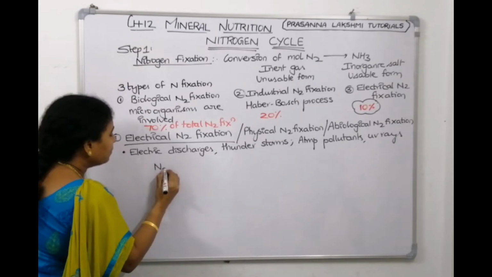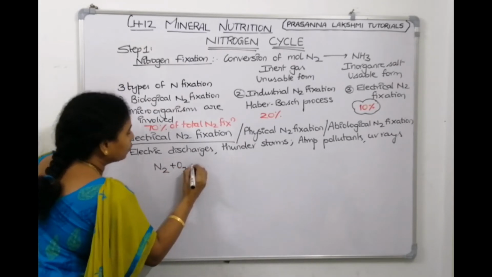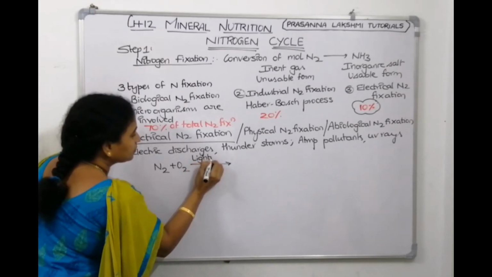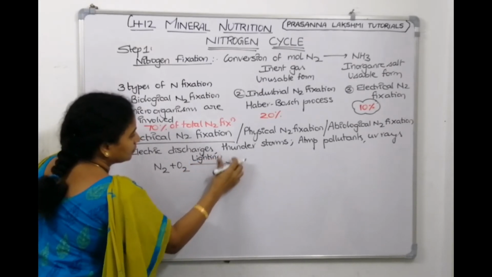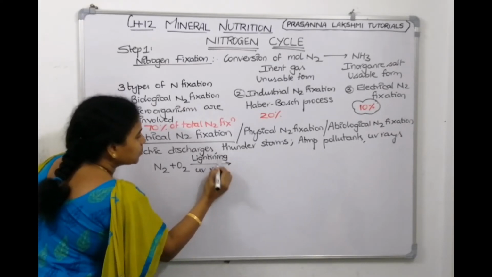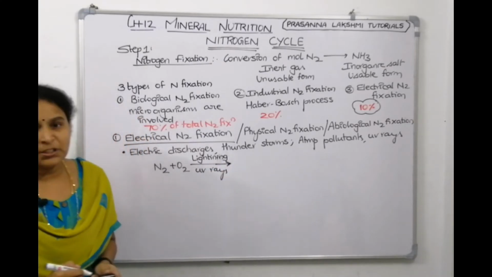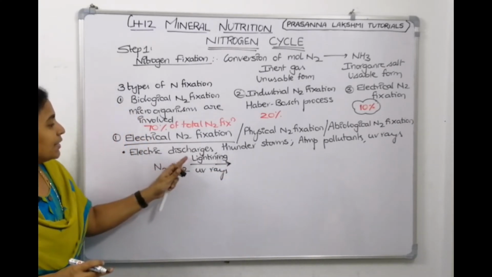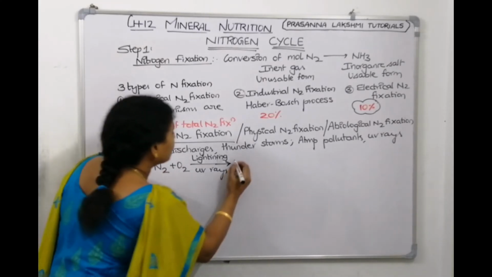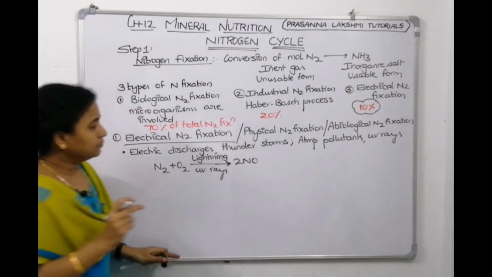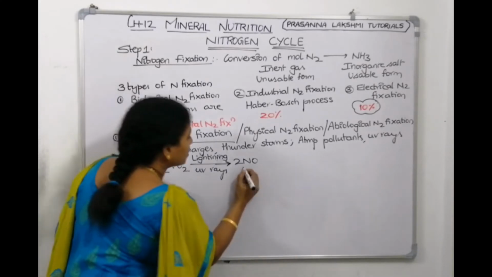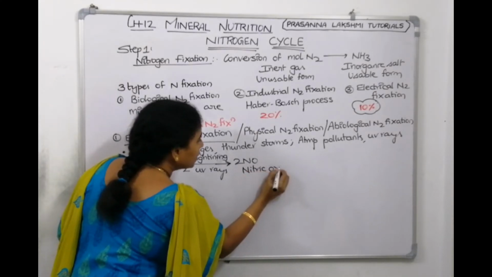So what will they do? They will oxidize N2 with O2. So we have to write lightning, and we can write UV rays. So this process is oxidation, and for oxidation we need energy. The energy is lightning energy and UV rays energy. When N2 combines with O2, you will get 2 molecules of NO. What is NO? Nitric oxide. NO is called nitric oxide.